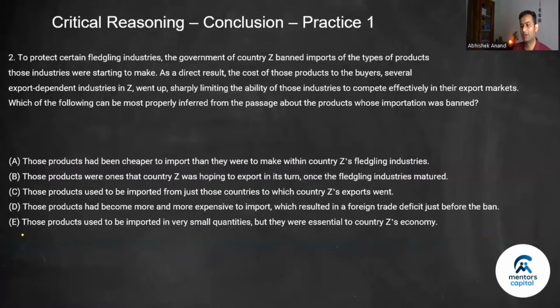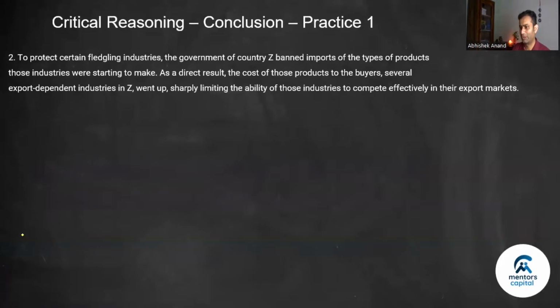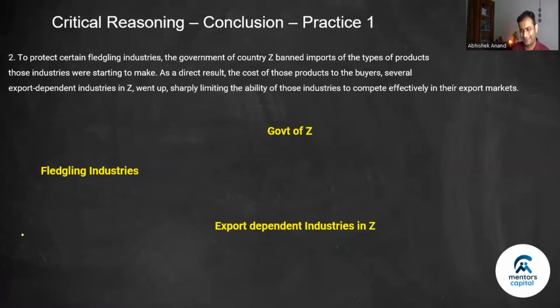Let's look at number second. Okay. Pause, play, pause, solve, and then play. Okay. All right. Now, in this question, these are the parties: government of Z, fledgling industries of country Z, export dependent industries in Z, and then the export market. So these are the four parties.